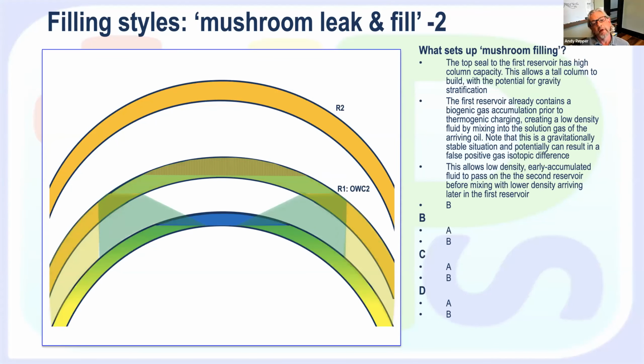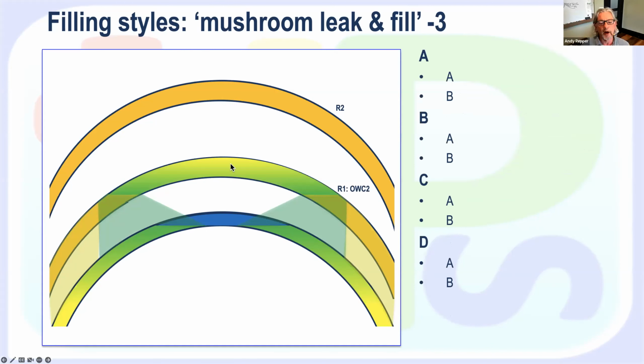And then this kind of style that I've called mushroom filling, which is basically where we start to leak from one reservoir to another, and as more and more fluid comes in, we can end up with a graded column in here, which basically means that it's always the lighter and more mature fluid that gets the chance to migrate through the system.